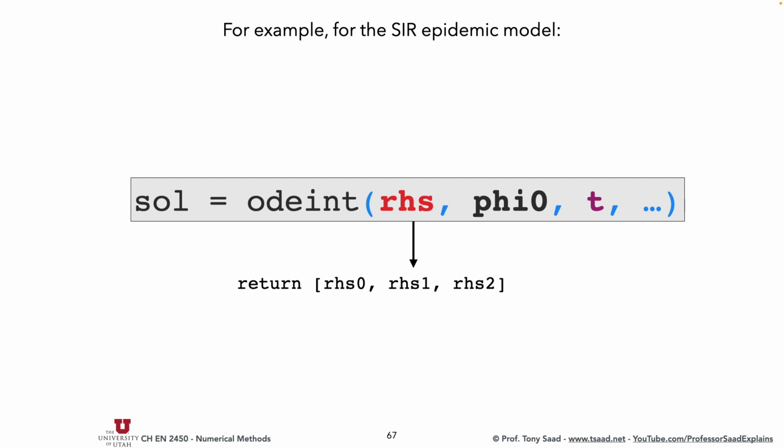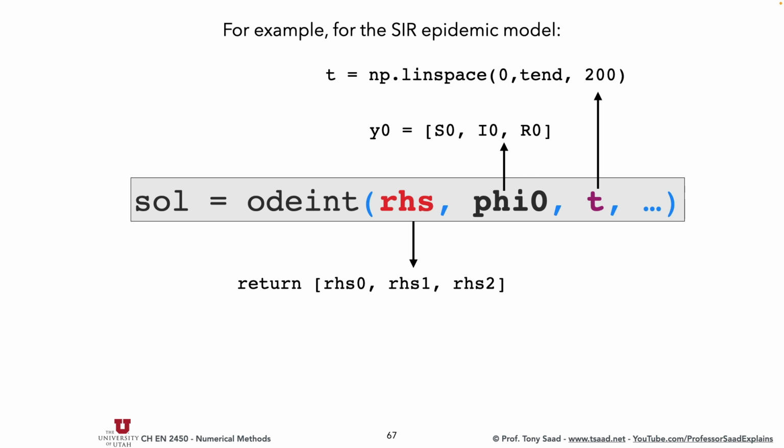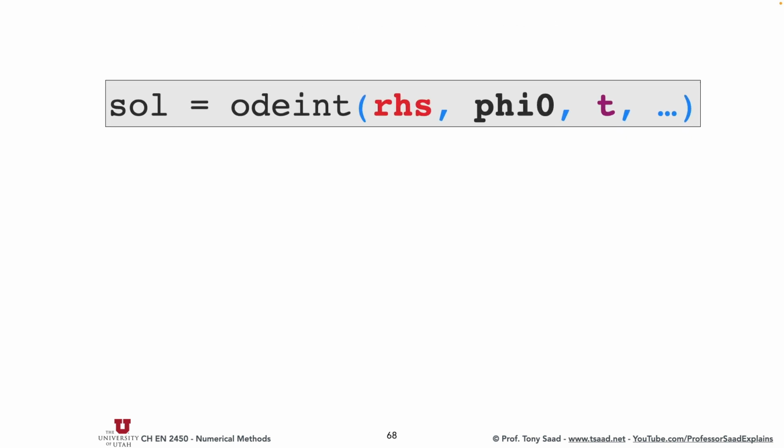So for example, for the SIR epidemic model that I explained, for the right-hand side routine you would return 3 right-hand sides, 1 for each ODE, and you would provide 3 initial conditions, and you just provide a time array. Okay, so it went and solved it, but it's solving a system of ODEs. So it's going to return the solution for the first ODE at all times, the second ODE at all times, the third ODE at all times, and so on.